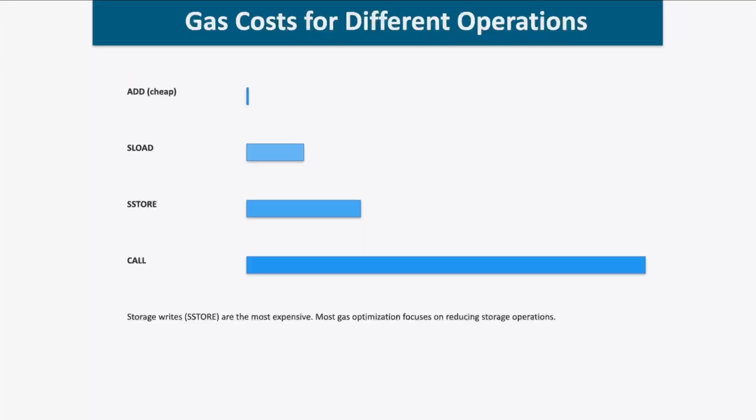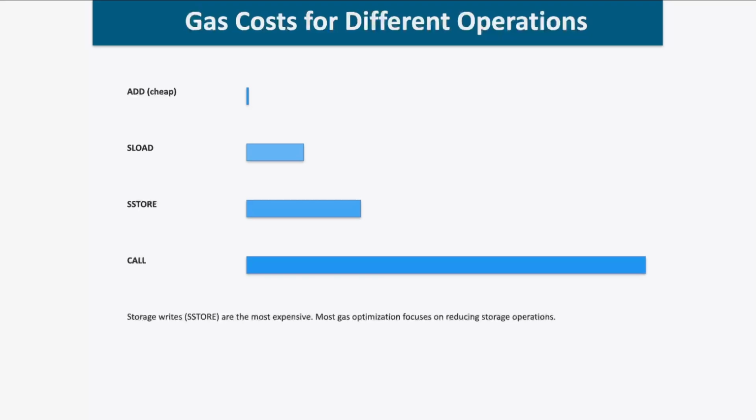Now, let's look at various gas costs for different operations. A simple arithmetic operation like ADD, that's 3 gas. Reading from storage, which is an SLOAD, more expensive, about 100 gas. Writing to storage, that's an SSTORE, much more expensive, about 20,000 gas. The pattern is clear. Storage operations are the most expensive.